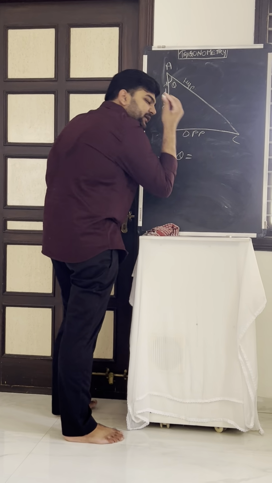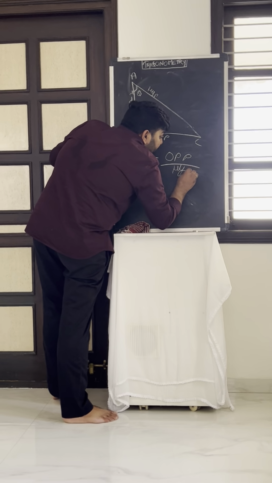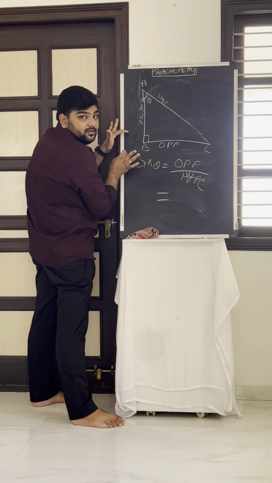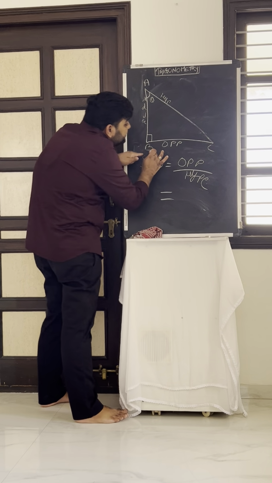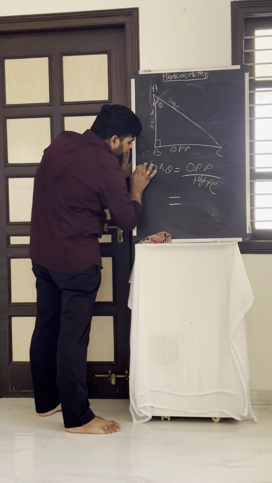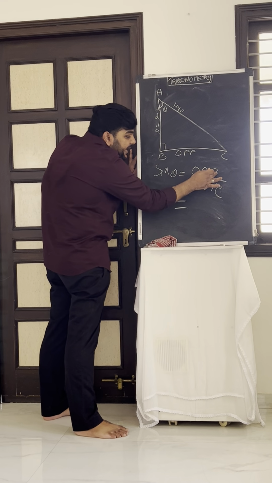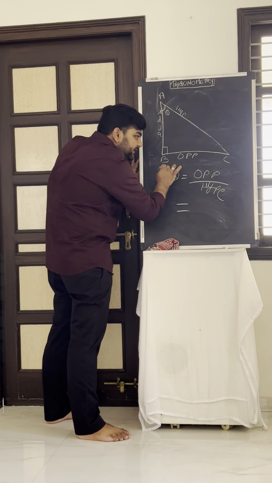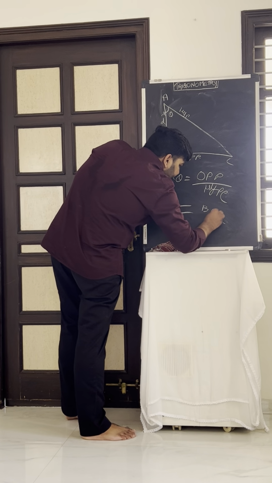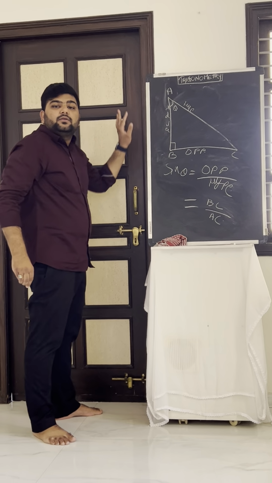Sine theta is nothing but opposite upon hypotenuse. But in the previous case my opposite side was AB, and in this case my opposite side is BC. So the general formula is the same, opposite upon hypotenuse. But as my opposite side has changed, it is now BC, so the value of sine theta will be BC upon AC. Right? So this is the concept.